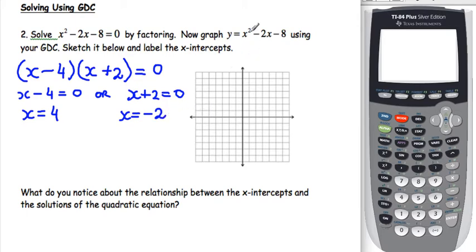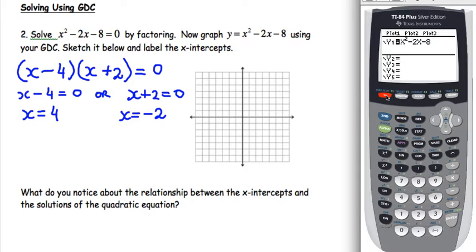Now, let's try and use our GDC to sketch this graph of quadratic function. You know how to do this already, so I've typed the formula of the function here. And when we press graph, then you can see how the graph of the parabola looks like. And let's try and find the two x-intercepts in this case. So we go to second, calculate or trace. So choose number 2 to find the 0.